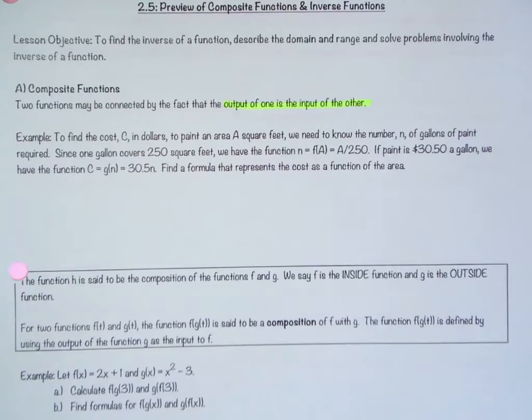So for this first example, this says to find the cost C in dollars to paint an area A square feet, you need to know the number of gallons of paint required.